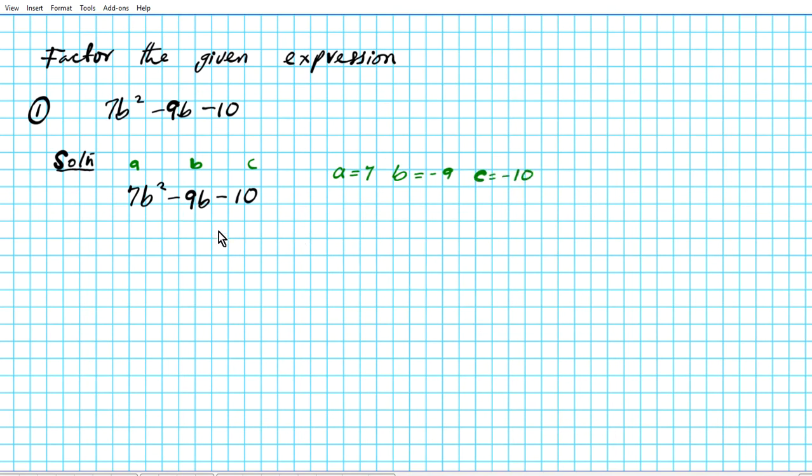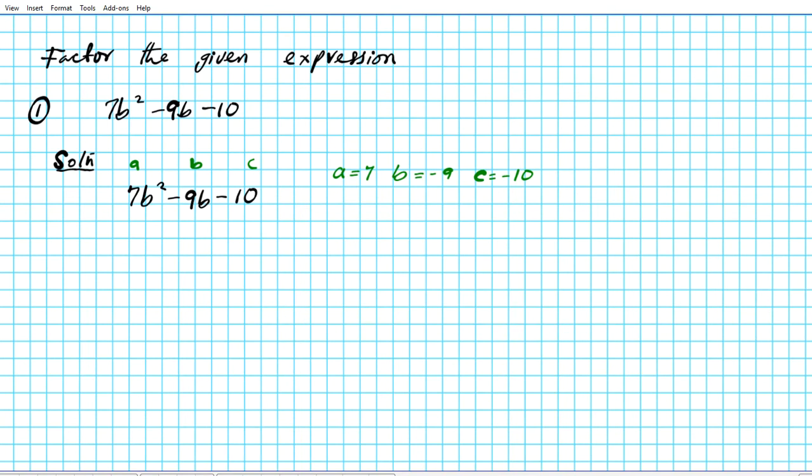Now, we have three terms here. The goal is to express this quadratic trinomial as a quadratic with 4 terms, so we can factor by grouping. So the question is, how can I split this middle term up into 2 terms so that this quadratic trinomial can be written as a polynomial with 4 terms where we can factor by grouping? That's the goal. So what are those 2 special numbers?